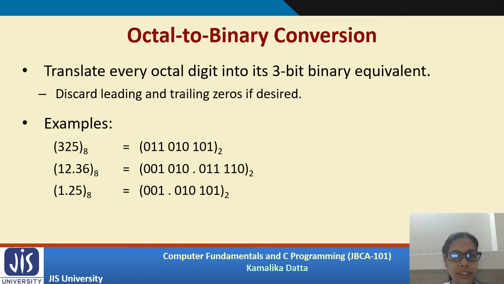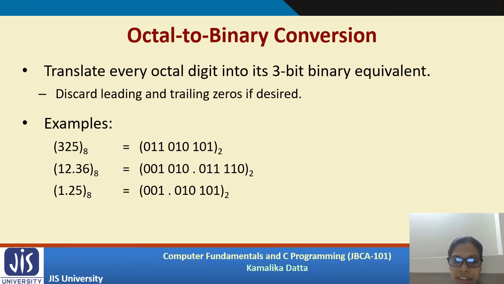Now, how do we convert octal to binary? This is very straightforward and very similar to what we already discussed earlier. As with hexadecimal, if the number is 325, here it's not 4 bits but 3 bits. So we convert 3 into 011, 2 into 010, and 5 into 101. This is how we represent it. Similarly, for 1.25, 1 is 001, 2 is 010, and 5 is 101. This is how we convert.